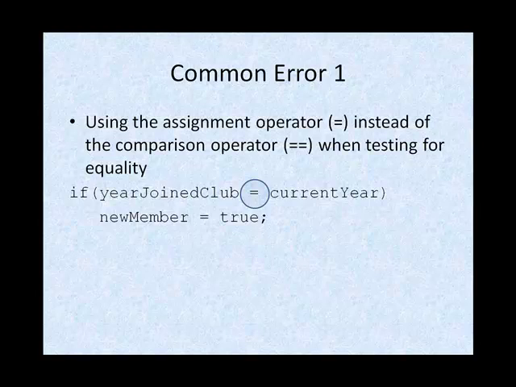and that's illegal in an if statement. It's an easy mistake to make because in English we say "if year joined club equals current year," but the equal sign is not the comparison operator. The double equal sign is.